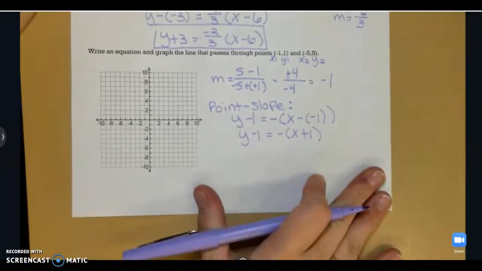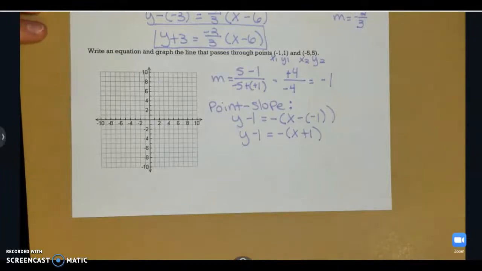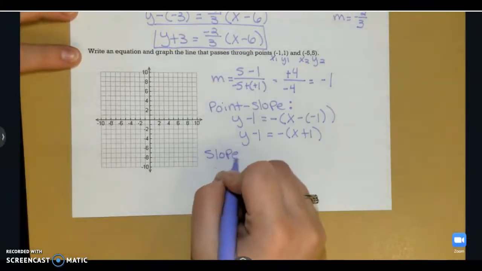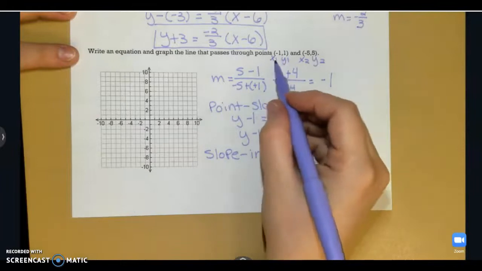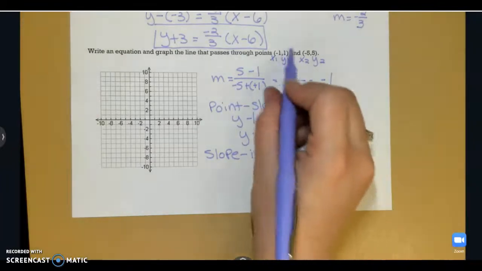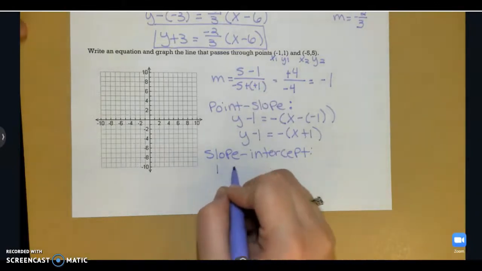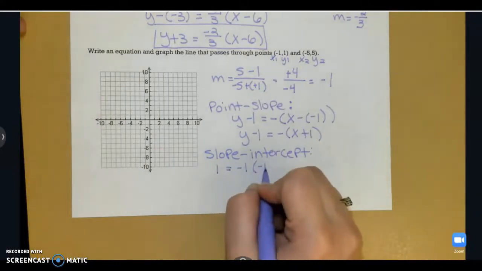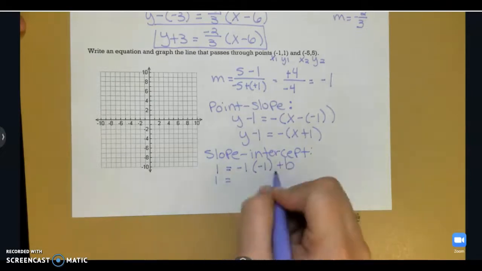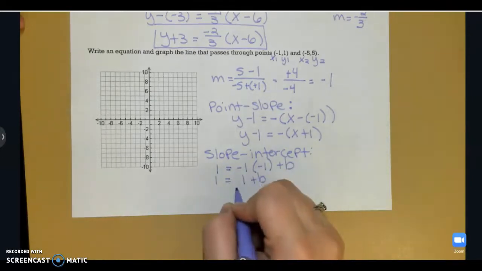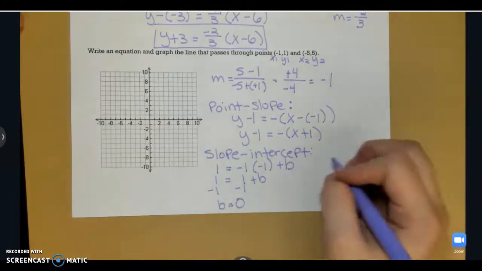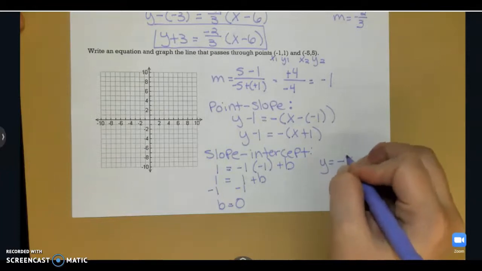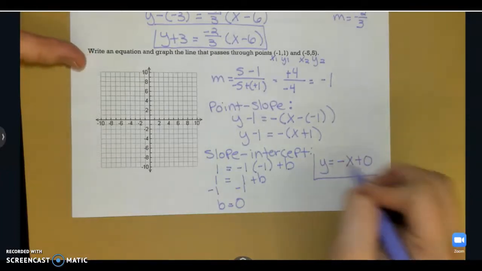If I wanted to write it in slope intercept form, I need to solve for b. So let's do that. We need to solve for b, our y-intercept. So we plug in one of our sets of x and y values. Again, it doesn't matter which. I'm just going to use this first set. So our y value equals our slope times our x value plus b. Negative 1 times negative 1 is positive 1. And I apologize about that bell. And if we solve, we find that b is 0. So our equation in slope-intercept form is going to be y equals negative x plus 0. Or you could just leave it as negative x.